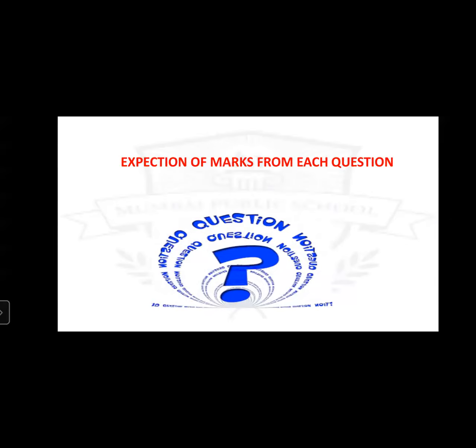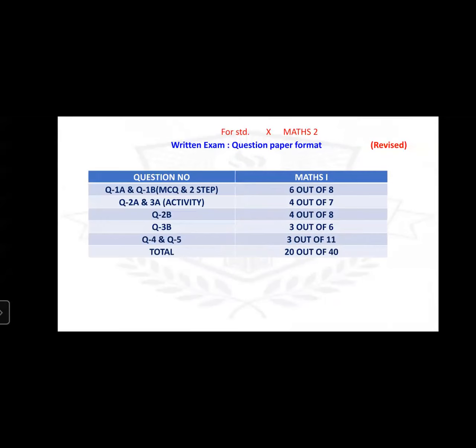Now the expectation of marks from each question. See here, in the written examination, see question number 1A and question number 1B, MCQ and 2-step questions. There are a total of 8 questions, and we expect 6 out of 8. Now question number 2A and question number 3A are activity based type questions. 2A carries 2 marks and 3A carries 3 marks. That means 2 into 2 is 4, and 4 plus 3 is equal to 7. So we expect only 4 marks out of 7.